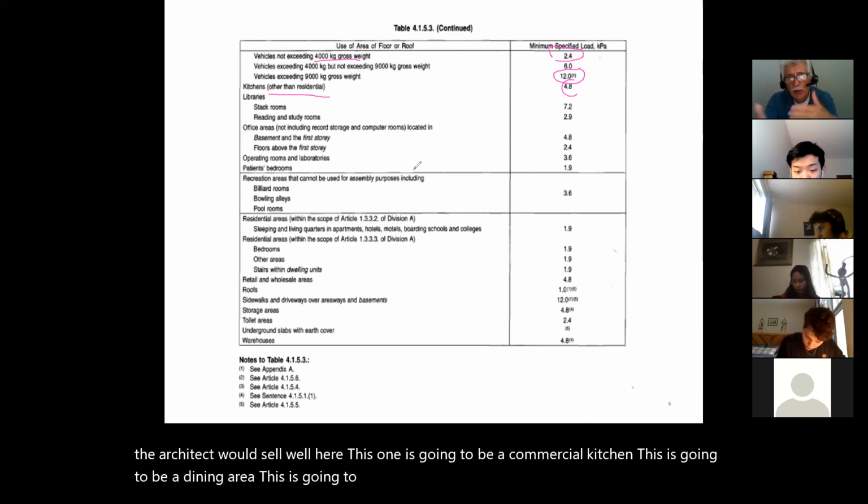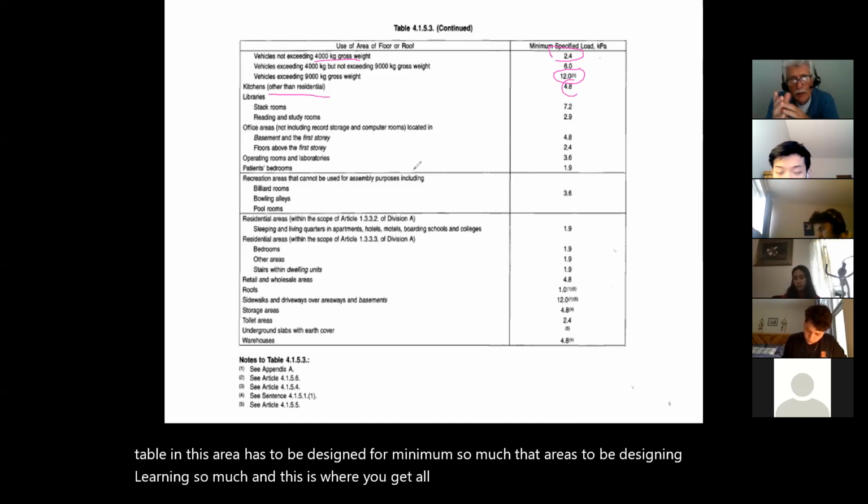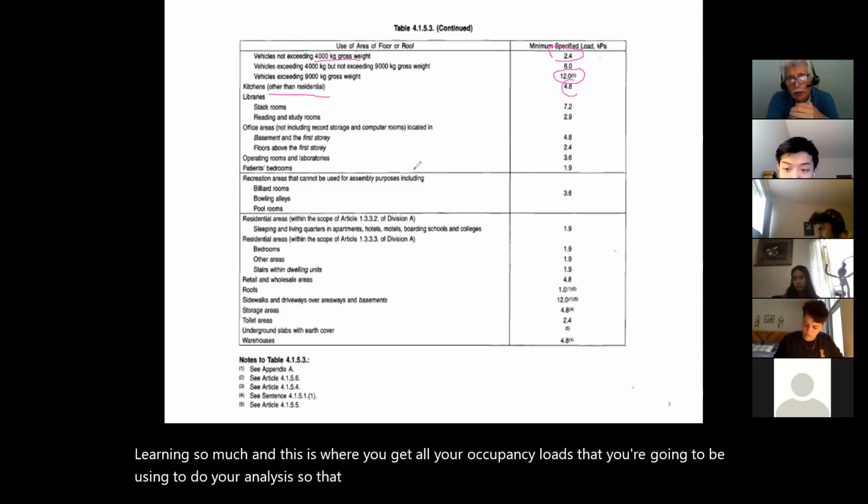So you would have to come to the table and see, well, this area has to be designed for a minimum of so much. That area has to be designed for so much. And this is where you get all your occupancy loads that you're going to be using to do your analysis so that you can design the floor accordingly.